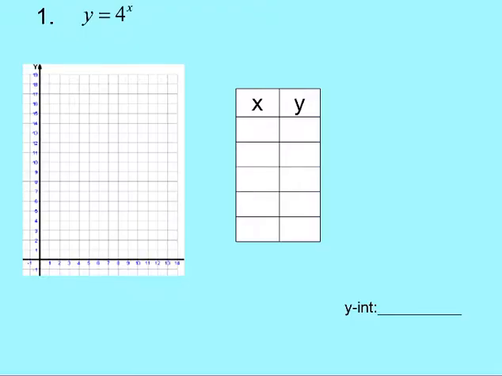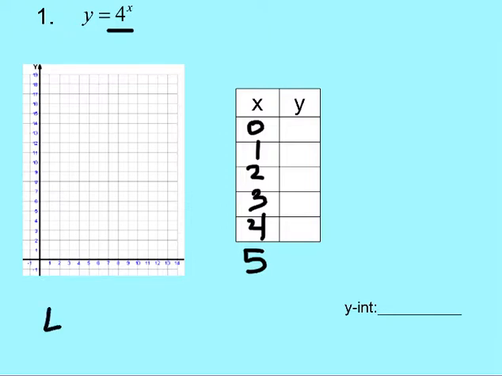So let's take a look at this first one here. What we want to do is plug in values for x. Typically when a is greater than 1, I pick values for x that are 0, 1, 2, 3, 4, and 5. So I pick values 0 through 5. Now I'm going to go ahead and do that.